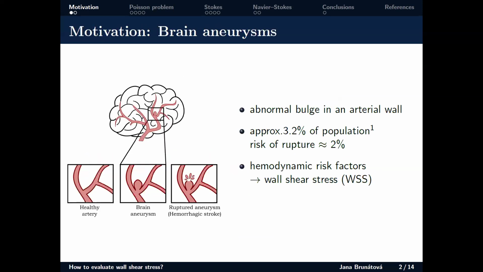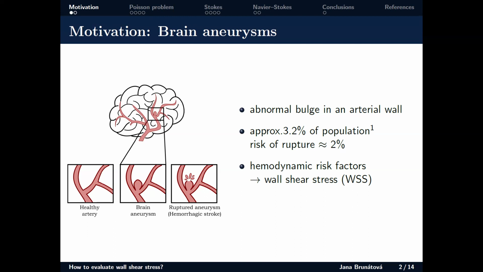So let's start with the motivation. Why do we care about evaluating wall shear stress? Our motivation arises from application in brain aneurysms. Aneurysms are abnormal bulges in arterial walls that affect approximately 3% of the population. The bad thing about aneurysms is that they can burst, which is very bad for the patient. So medical doctors need to know whether to preventively treat the patient or not.